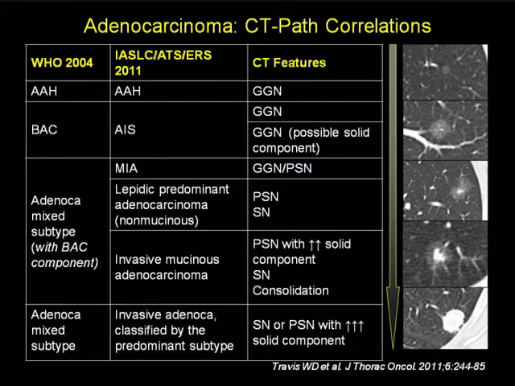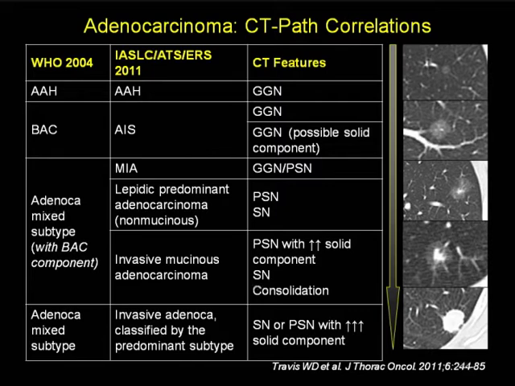The next is invasive mucinous adenocarcinoma, and this is the adenocarcinoma mixed subtype with mucinous BAC component. On CT, they tend to present as a solid nodule or predominantly solid, part solid nodule. They might also present as consolidation. The other types of invasive adenocarcinoma are now termed based on the predominant type. So, for example, acinar predominant adenocarcinoma, papillary predominant adenocarcinoma. And these lesions tend to present as solid nodules or predominantly solid nodules.